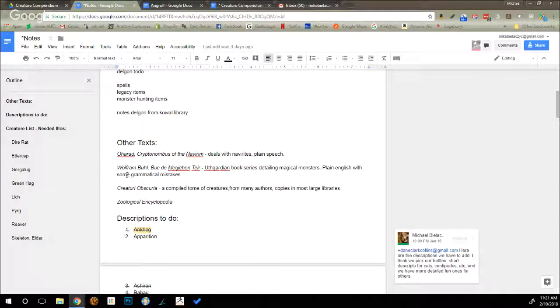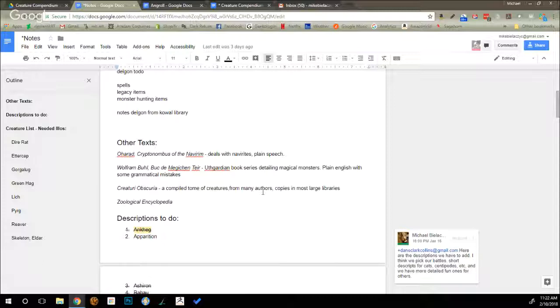Yes. Wolfram Buell's here is an Uthgardian book that details magical monsters, in plain English with some grammatical mistakes. I'm going to have to talk to the editor about this, because Wolfram is the one who translated his book from Uthgardian to Common. Whenever I write as Wolfram, I model it after how Sasha makes mistakes translating from German to English when he's talking, meaning that sometimes the order of the words is switched around a little bit.